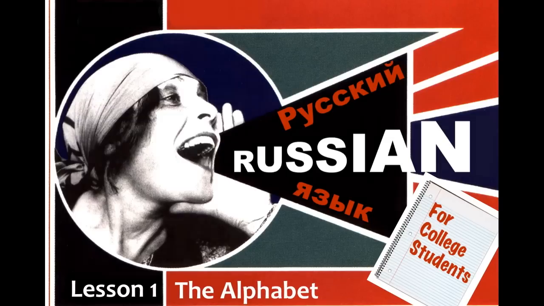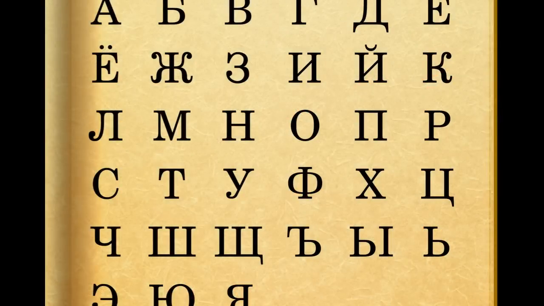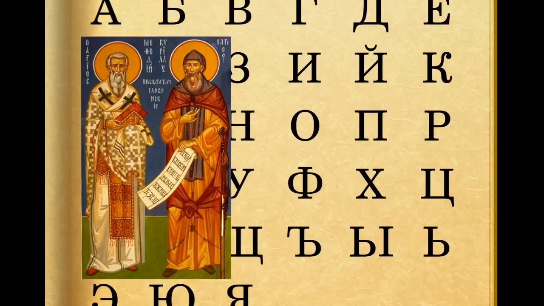So let's get started. The Russian alphabet consists of 33 letters. It was created in the 9th century by two Greek monks known in Russian as Kirill and Methodiy, or in English, Cyril and Methodius. It is important to notice that they were Greek monks, and that is why the Russian alphabet to this day shares so many similarities with the Greek alphabet.